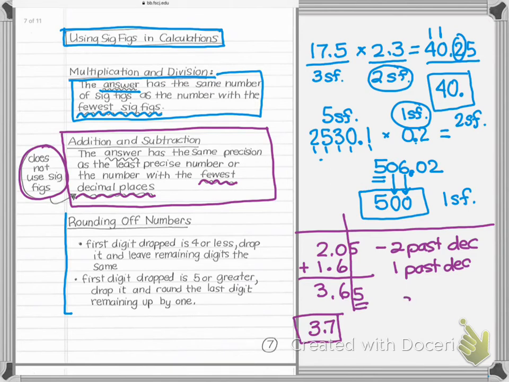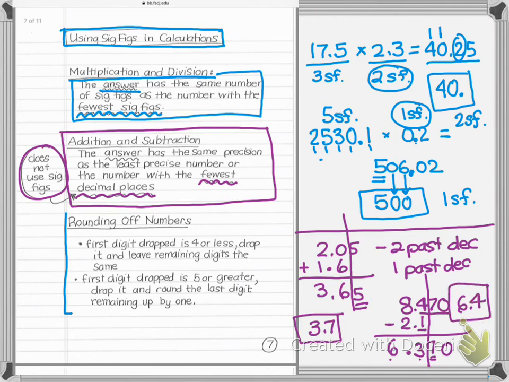For example, if I had 8.470 and then I was going to subtract 2.1, I would say, okay, that would be a 0, 7, 3. I get 6.370. This one has 3 past the decimal. This one only has 1. So we want the least precise. So I draw this line down here. I'm going to take a 6 and a 3. I'm dropping off a 7, so it's 6.4 would be my answer.